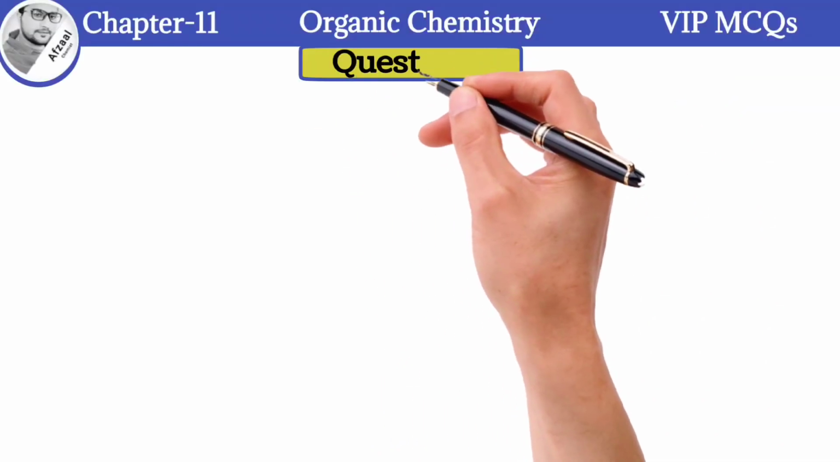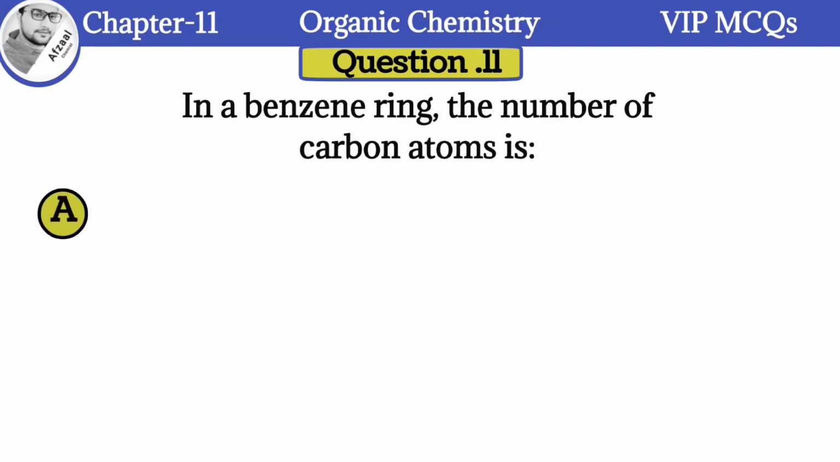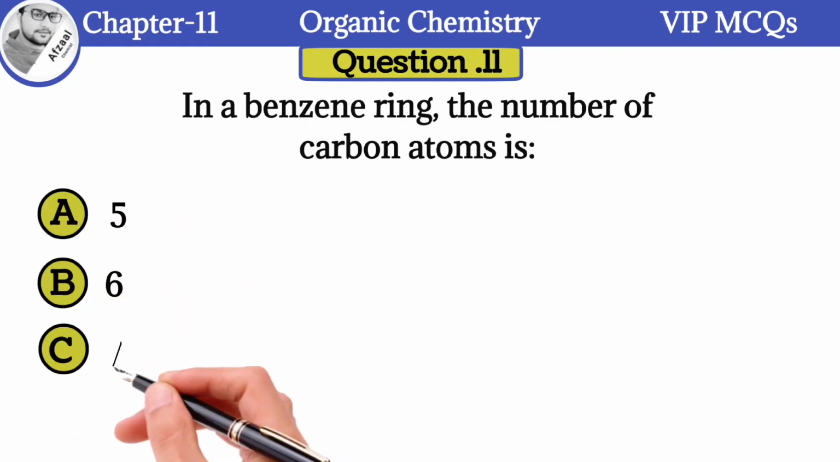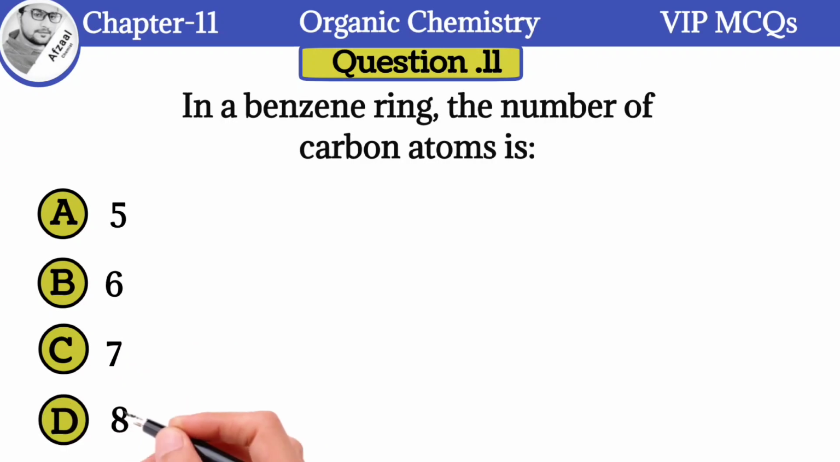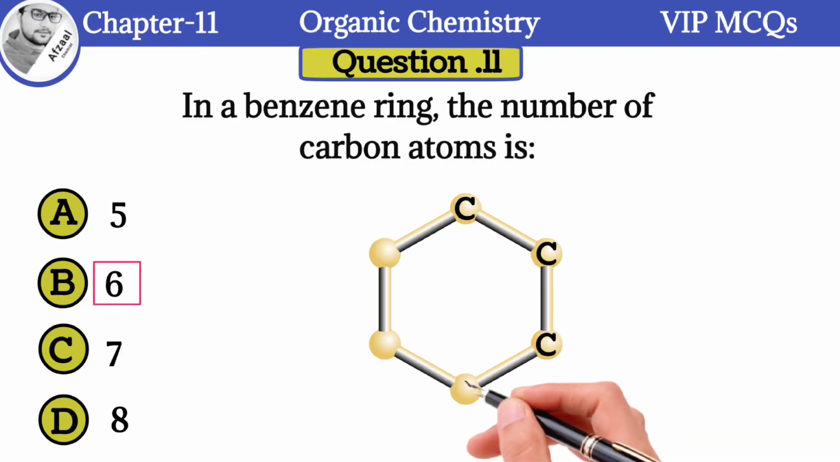Question number 11 is, in a benzene ring, the number of carbon atoms is: option A is 5, option B is 6, option C is 7, option D is 8. The correct option is B. A benzene ring contains 6 carbon atoms.